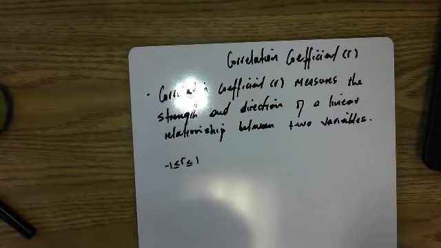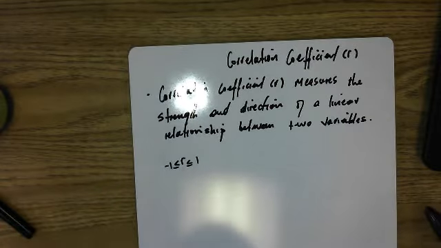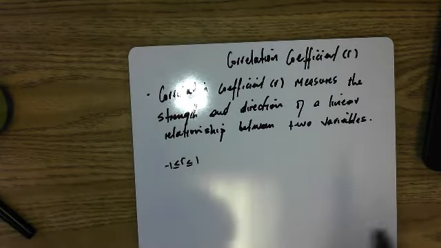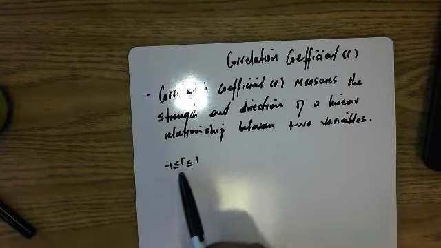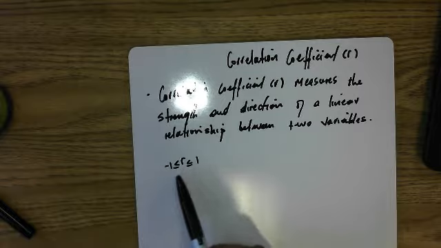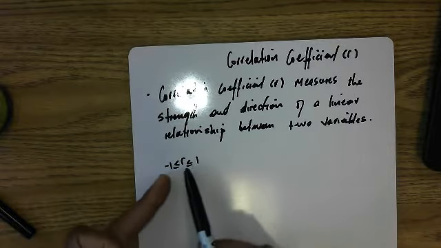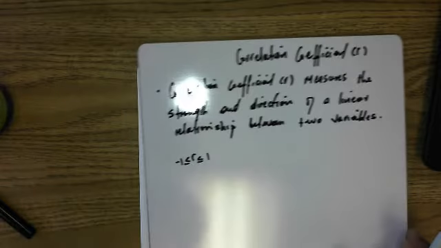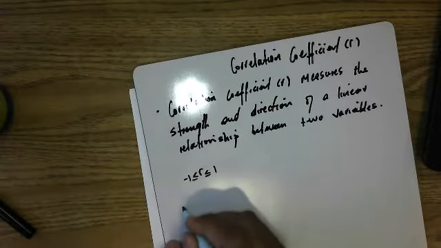Okay, so it cannot be a number outside of these two. So you cannot have a correlation coefficient that is 1.7 or 5 or 10 or -3.4 or -1.5. The largest it can be is 1 and the smallest it can be is -1. Okay, so it takes on any value between these two numbers, including these two numbers.